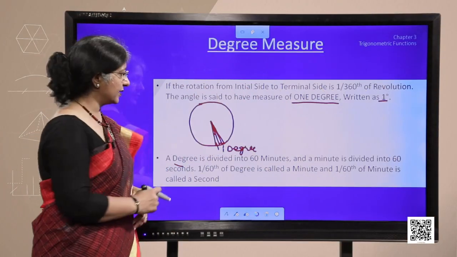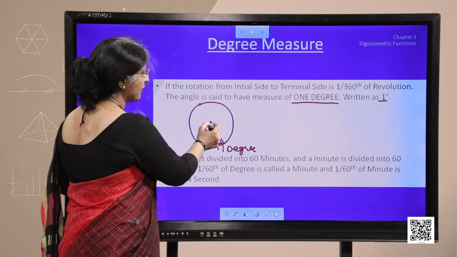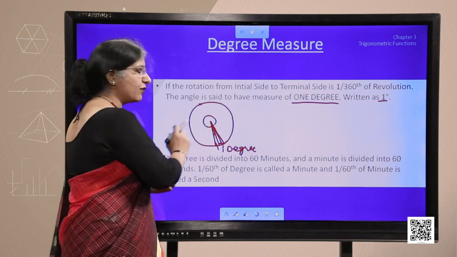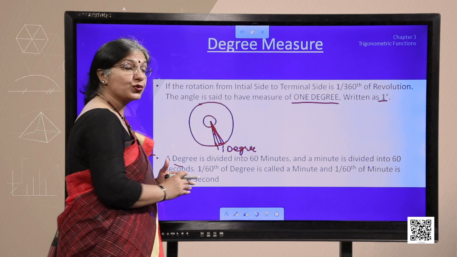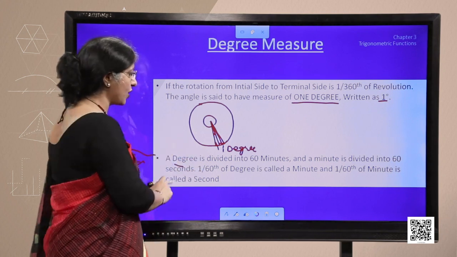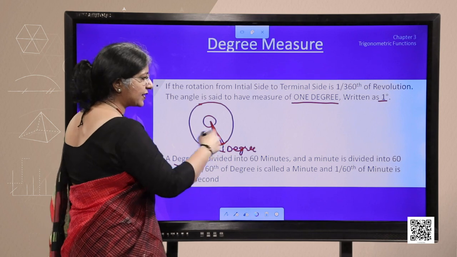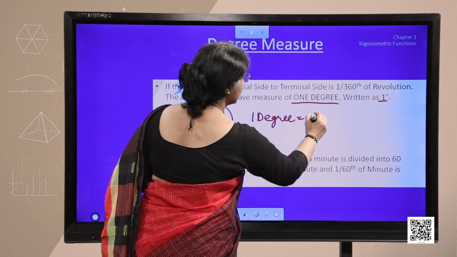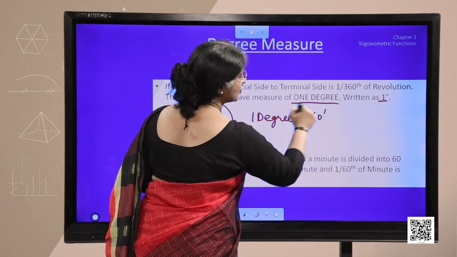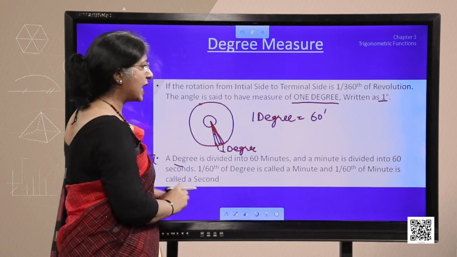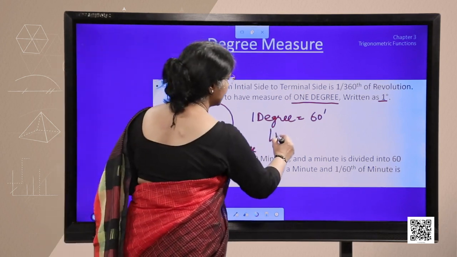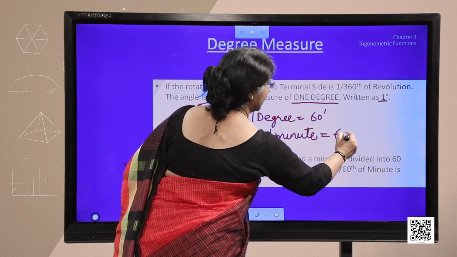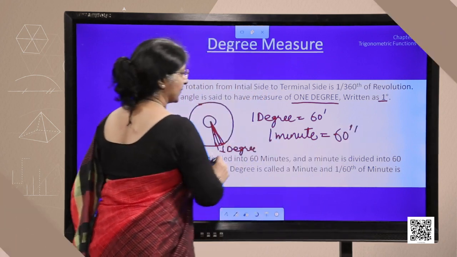To explain it further, if we consider this as a clock, we divide one complete hour into 60 parts, and each part is called 1 minute. Here the circle is divided into 360 parts, and each part is called 1 degree. Now this 1 degree is further divided into 60 minutes. 1 degree is equal to 60 minutes. Minute sign is shown by this small dash over this 60, and this 1 minute is further divided into 60 seconds. And for seconds we put 2 dashes here.